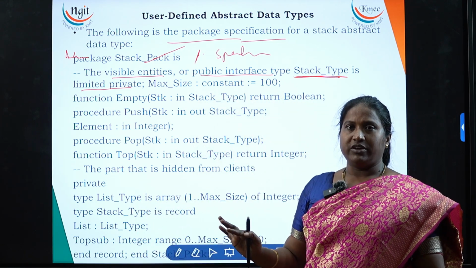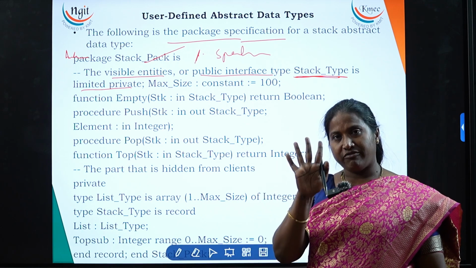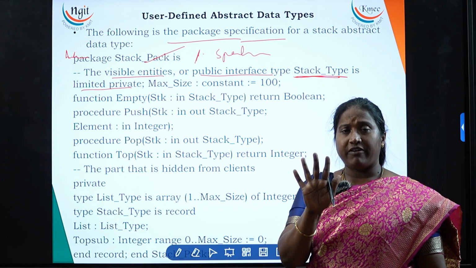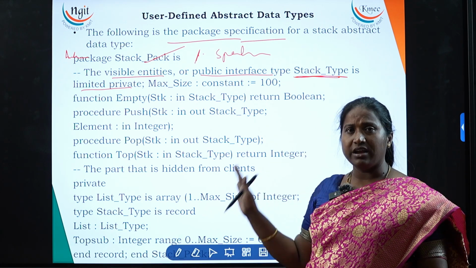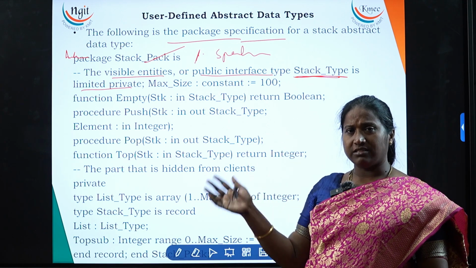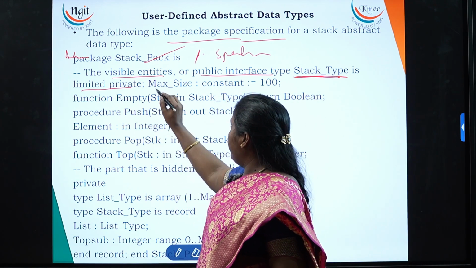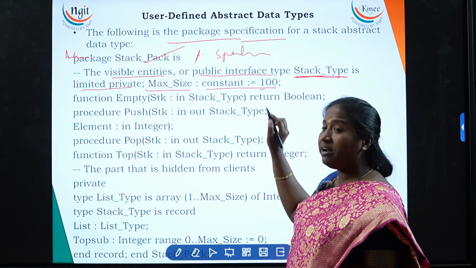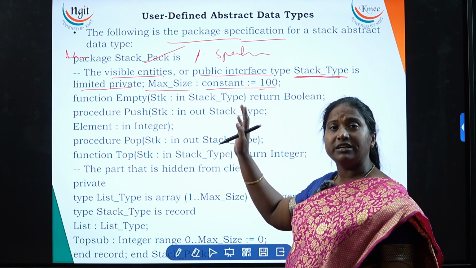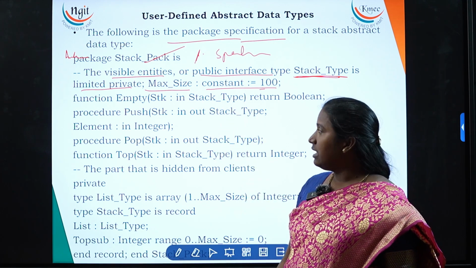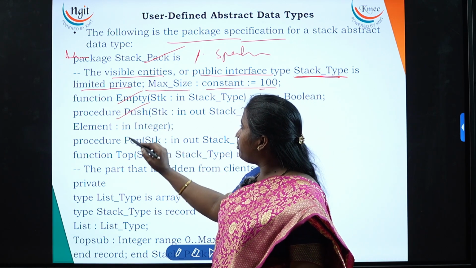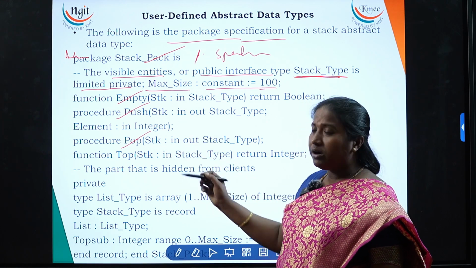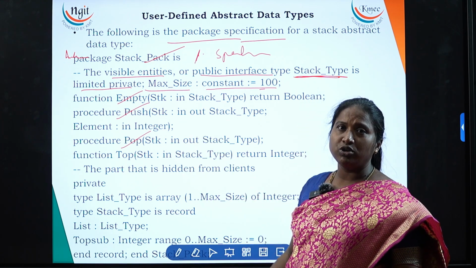And I have to mention this point very clearly. Ada is the only language which supports five access specifiers. All five that I discussed just before are supported only in the Ada language, and you will not see all five in other languages. Let's see, limited private, maximum size constant is equal to 100. Now, it is limited to access only 100. Other than this, we cannot go. The visibility will not be there if you cross this figure of 100. Now, function empty, procedure push and procedure pop. These are the public things that are shown to the user.